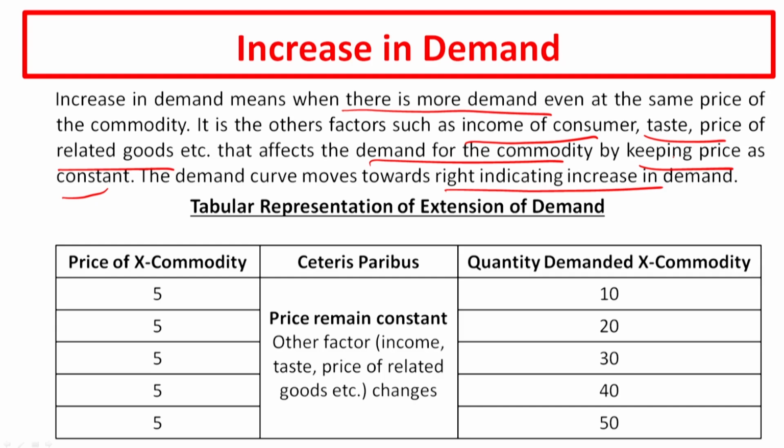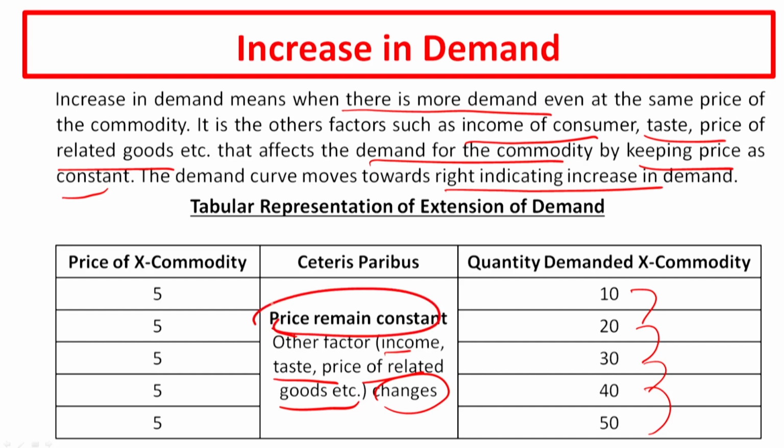As you can see in the table, the price of X commodity has been kept constant, that is 5 rupees in all the cases, but the quantity demanded of X commodity is moving from 10 to 20, 20 to 30, 30 to 40 and 40 to 50. Price remains constant. Other factors such as income, this is important, taste, price of related goods, etc. change here, but the price here is always constant. It does not move.